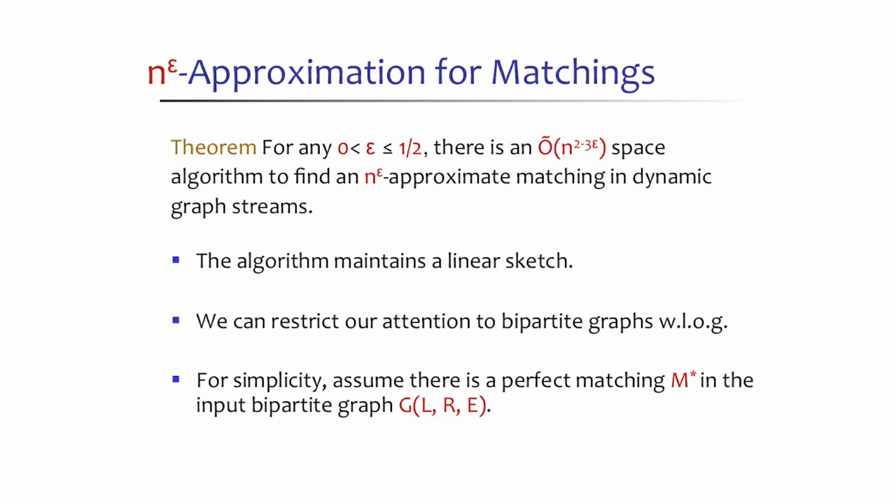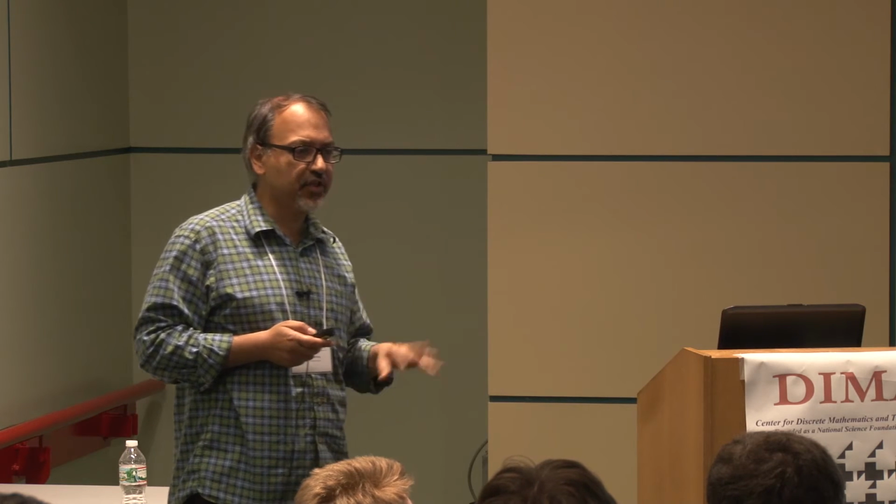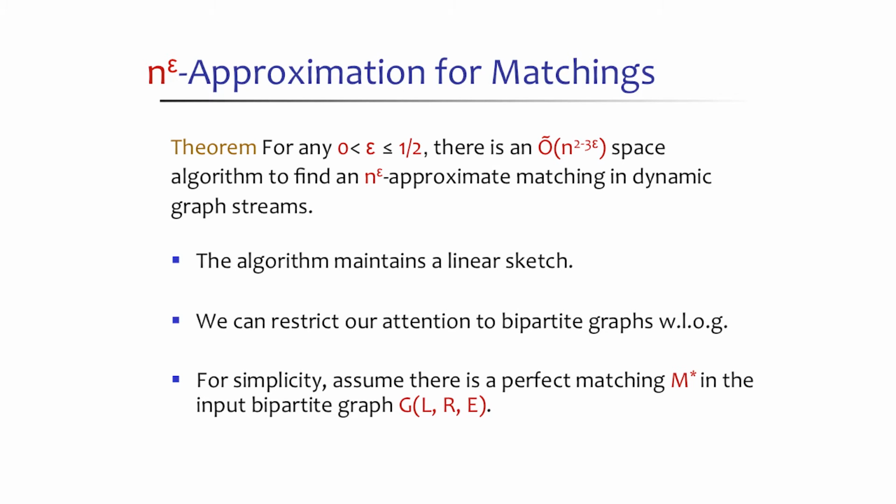And as I said, the algorithm is going to maintain a linear sketch. We're going to assume, without loss of generality, that we are working with bipartite graphs. If you're willing to lose a factor of 2, it's easy to do a reduction of your problem on any graph to a bipartite setting. So I'm going to assume we are working with a bipartite graph G with the left vertices L, right vertices R, and an edge set E. Also, just to keep the presentation clean, we're going to assume that the graph has a perfect matching. We don't need this assumption for our theorems to hold, but it will just make the presentation much easier. So M star is this perfect matching in the graph.